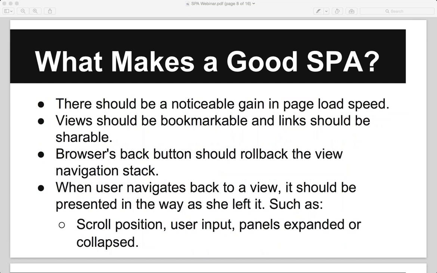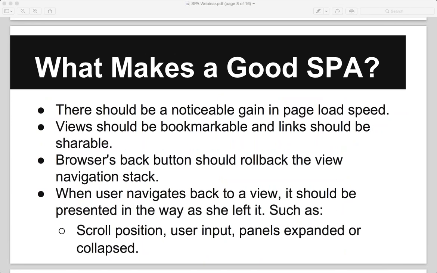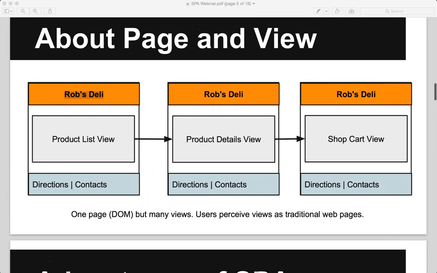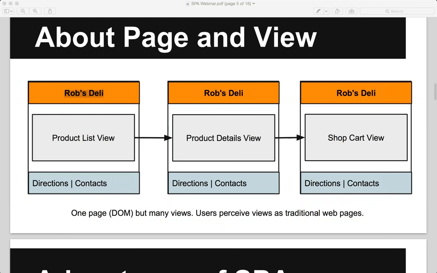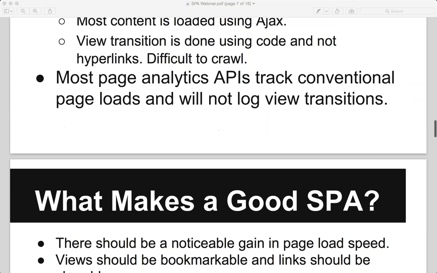Okay, and as you are switching between the views, they should be bookmarkable and users should be able to share the links. So let me go back quickly to my diagram here. The user is navigating from the product list view to the product details view to the shopping cart view, and so on. So each of these views should be bookmarkable. And the user should be able to send out the link to somebody else, and the other person should be able to click on the link and get right to the view. Okay, so that's a challenge we need to solve.